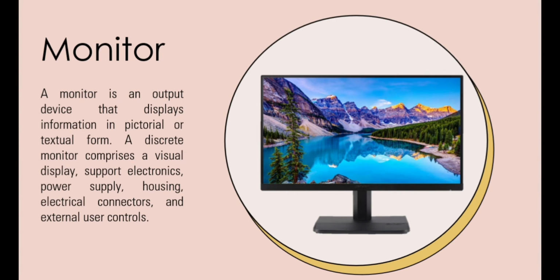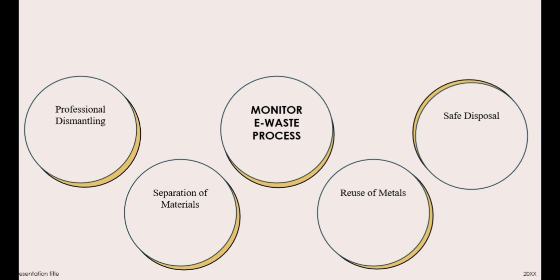This is a monitor. A monitor is an output device that displays information in pictorial or textual form. A discrete monitor comprises a visual display, support electronics, power supplies, housing, electrical connector and external user control. Next is the monitor erase process.